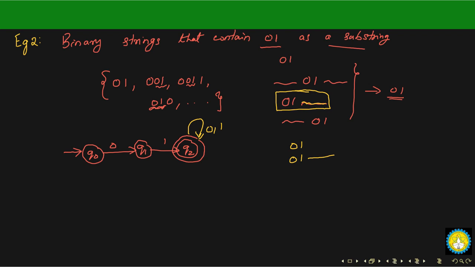Now what do we do if I'm getting a 1 here? Initially, suppose the string is like this, say 1 0 1 0. As long as you are getting a 1, you are going to stay here. And when you get a 0, you make a move from here to here, expecting to get a 1, and then you go to the final state. So as long as you get a 1, you stay there in Q0.